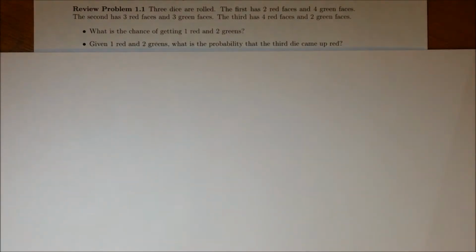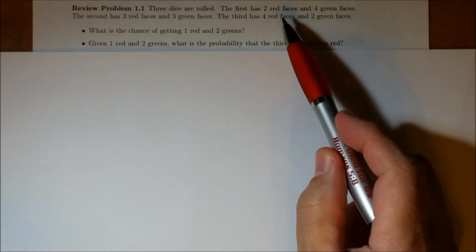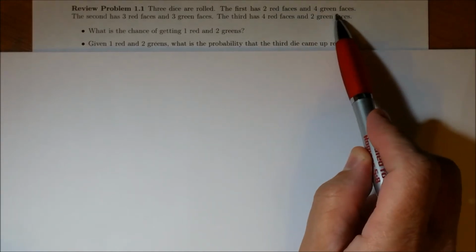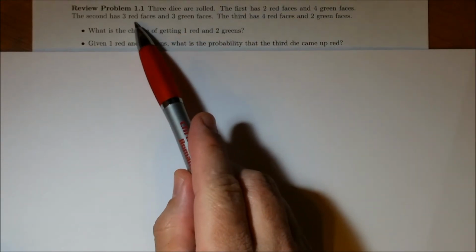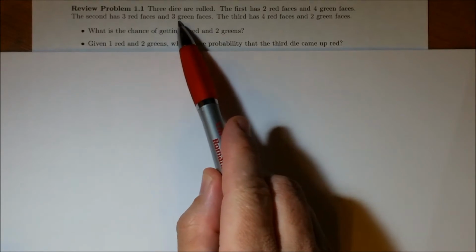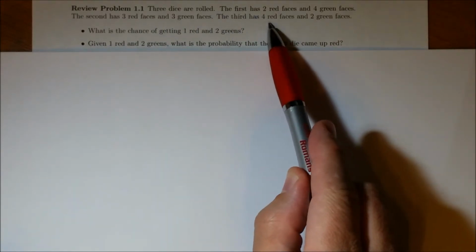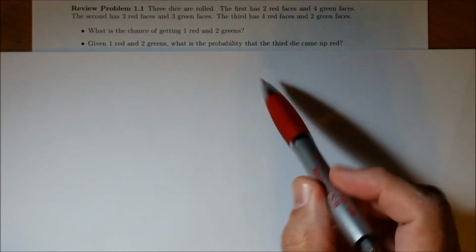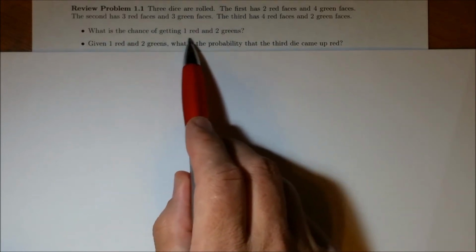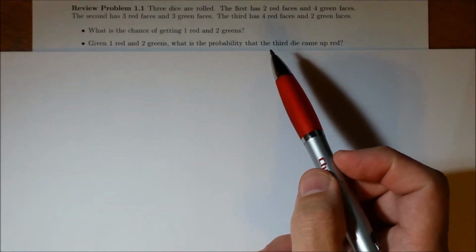Okay, for this problem, 3 dice are rolled. The first has 2 red faces and 4 green faces. The second has 3 red faces and 3 green faces. And the third has 4 red faces and 2 green faces. What is the chance of getting 1 red and 2 greens?